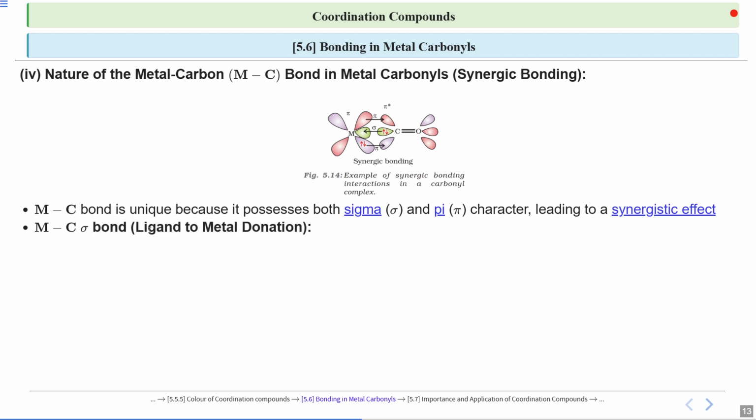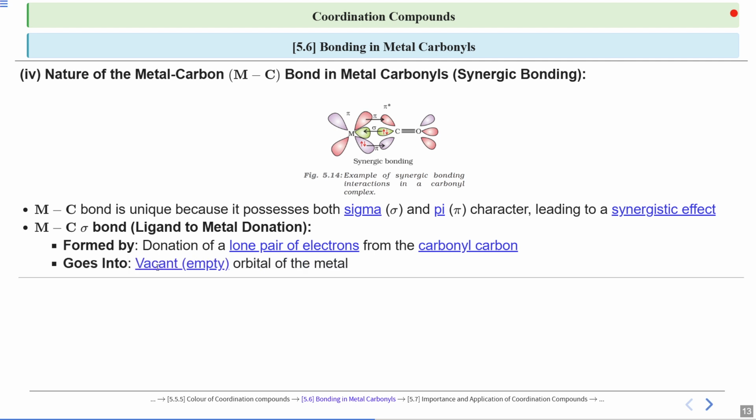If you talk about the metal carbon sigma bond, it is ligand to metal donation. The ligand donates a lone pair to the vacant d orbital of the metal. So it is formed by the donation of a lone pair of electrons from the carbonyl carbon to the metal. It goes into the vacant, empty orbital of the metal. This is how the metal carbon sigma bond is formed, which is ligand to metal donation.